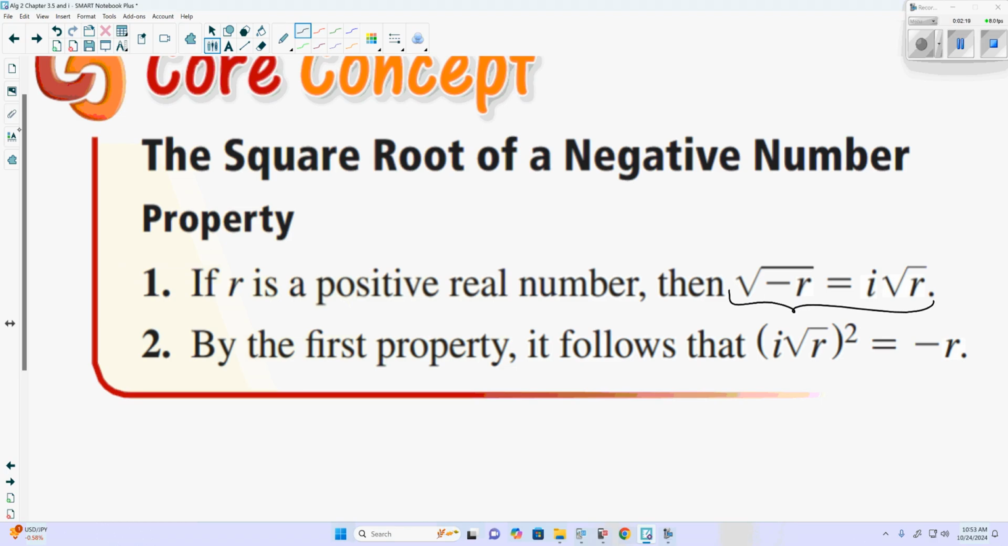Now up to this point, we haven't been able to solve anything where our solutions are complex numbers, have i as a part of the solution. And that's what we're really going to start off with today.